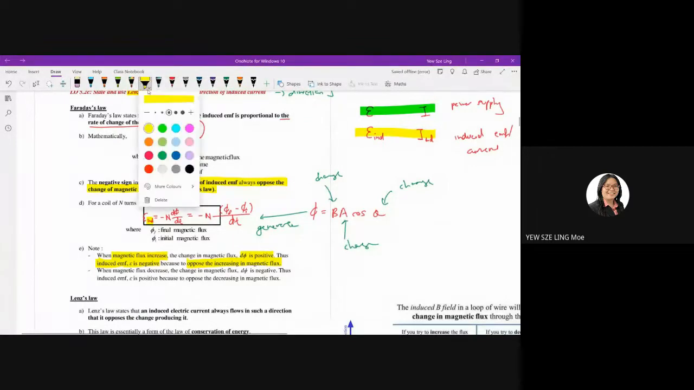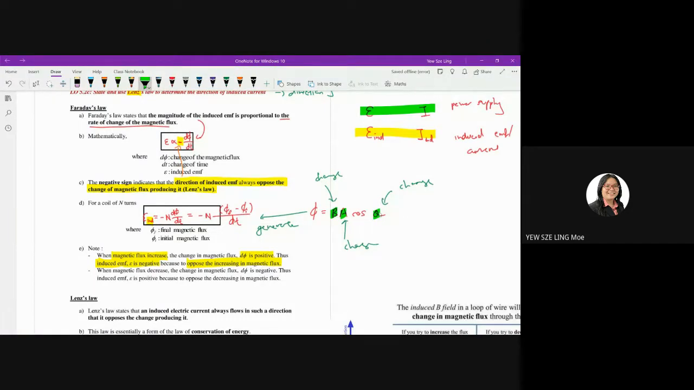Because when you change, kalau kamu ubah nilai B, nilai A, or cos theta, you will either increase the flux or decrease the flux. If flux increases, then induced EMF will be generated to oppose. So the keyword in this chapter is actually oppose. Anything this induced EMF does is try to oppose what you have done to the coil. If you make the magnetic flux increase, then induced EMF will try to oppose the increment. It doesn't want it to increase.